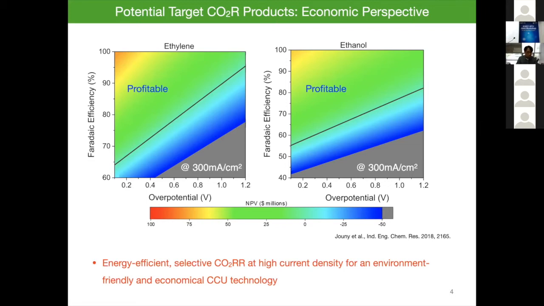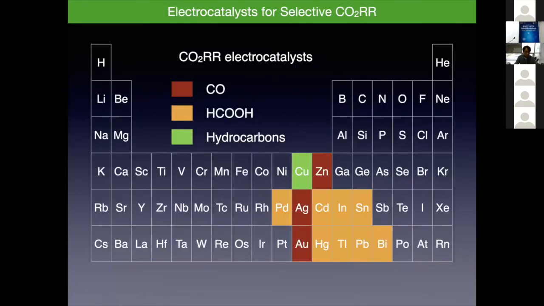So in a nutshell, all the LCA and techno-economic evaluations indicate that you need to have a high-performing, efficient, and also selective electrochemical system for CO2 reduction. In order to do that, essentially you need to have an efficient and selective electrocatalyst.